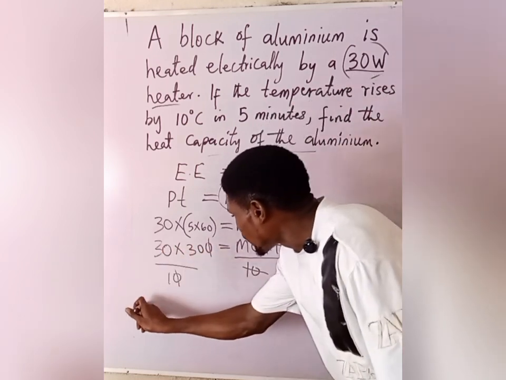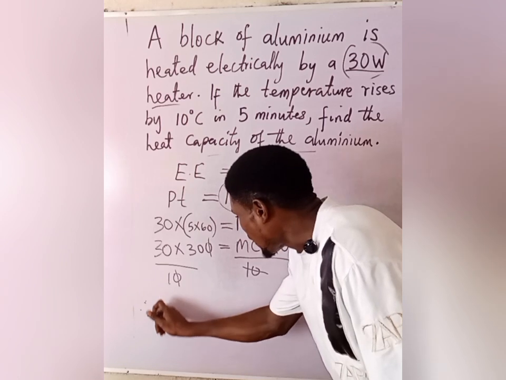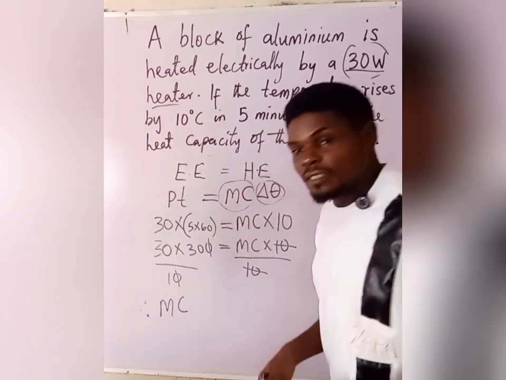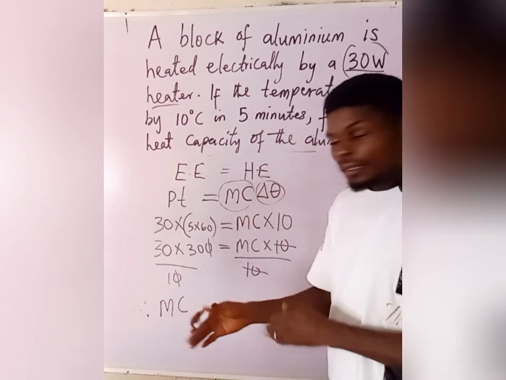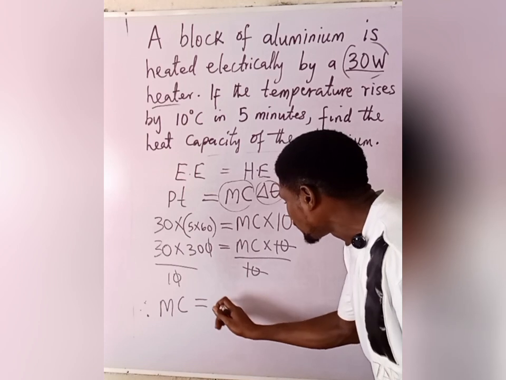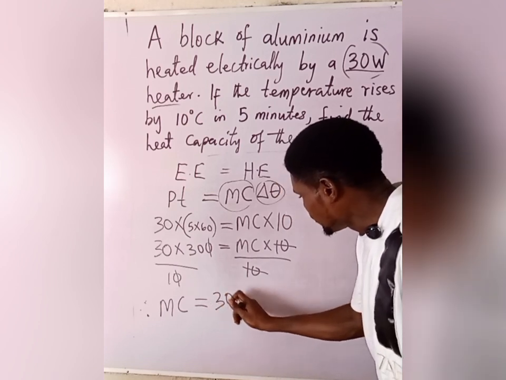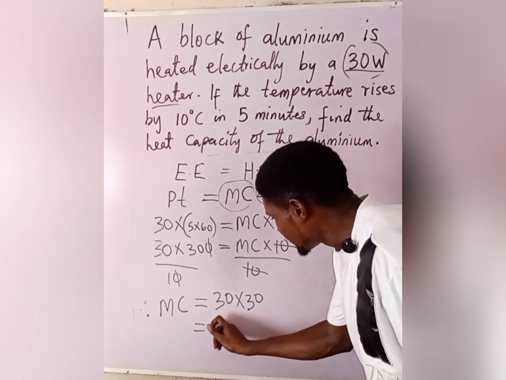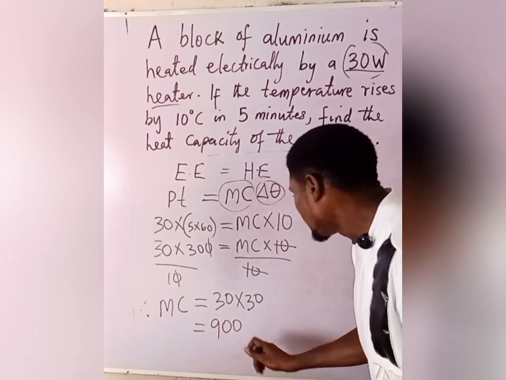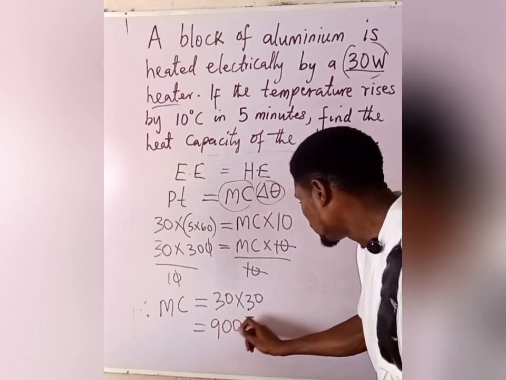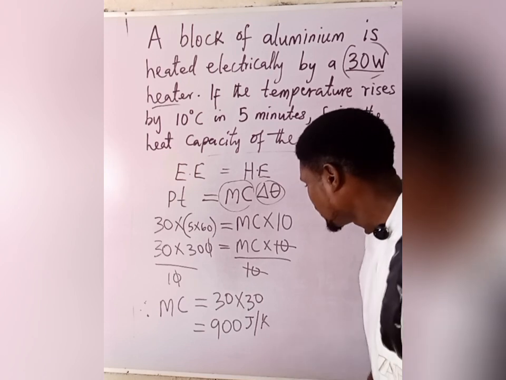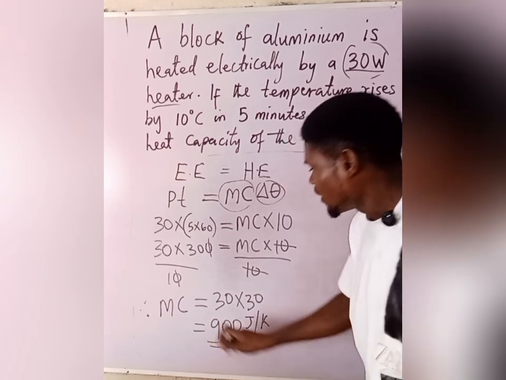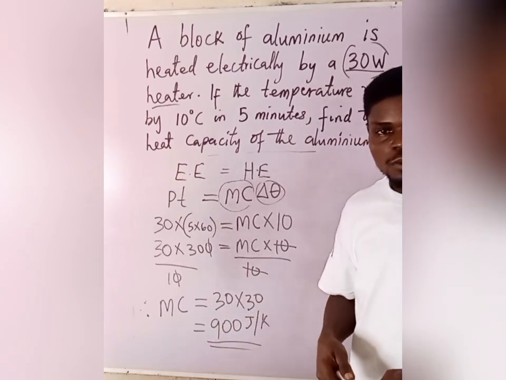So what it means is that our MC, which is the heat capacity, is equal to 30 multiplied by 30. And when you say 30 multiplied by 30, it now gives you 900 joules per Kelvin. 900 joules per Kelvin. That is the heat capacity of the substance.